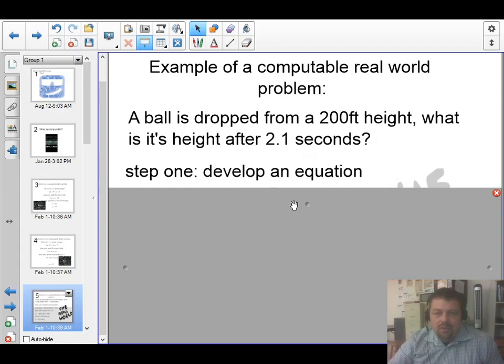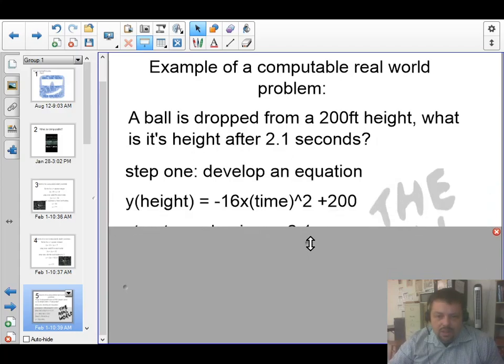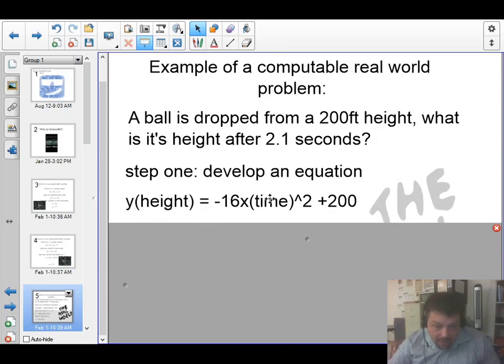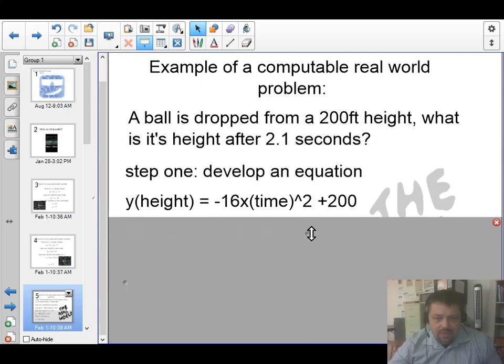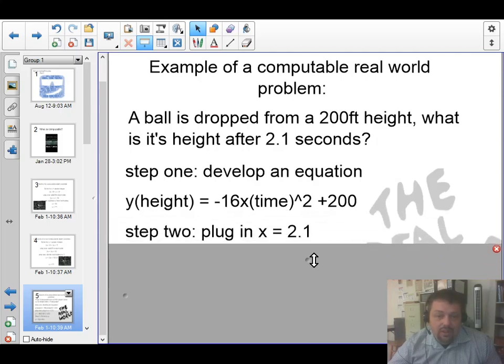Well, the first step is to develop an equation, and that's going to be y, where y is the height, equals -16 times x squared plus 200, where x is the time that has passed. That comes from elementary physics, the work of Sir Isaac Newton. And step 2 is going to be to plug in x equals 2.1, which is the number we're concerned about.